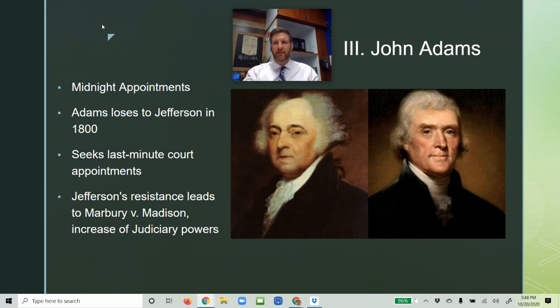So we have Adams there on the left of the Federalists, and Thomas Jefferson, his successor, who was going to come in 1800, the start of the new century, and also the first non-Federalist president. And so that's why he will be part of our next section.